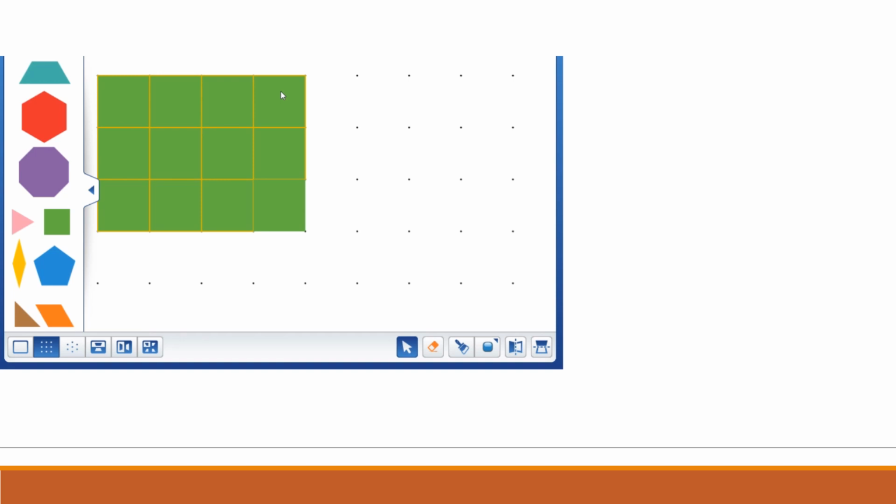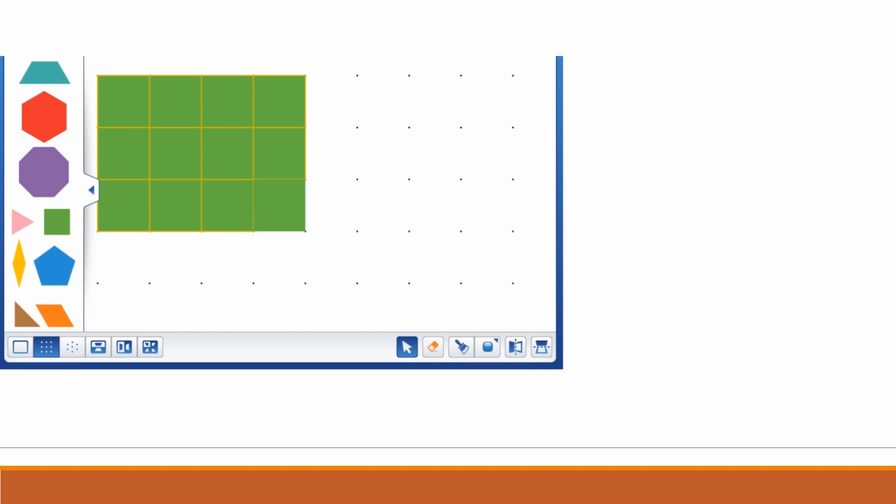Right? And since the dimensions are 3 by 4, that's how we would find the area. 3 times 4. So for this rectangle, the area is 12 square units. Now the problem asked us also to find the perimeter. So let's see.